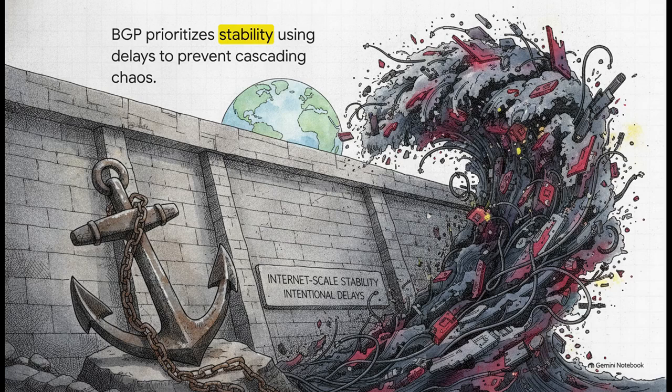It strictly prioritizes stability over speed. Slow convergence is entirely acceptable here. BGP uses intentional delays, things like route flap damping and minimum advertisement intervals, to prevent a single flapping link in one random company from cascading chaos and recalculations across the entire internet. It's built for heavy, policy-based traffic engineering, not raw reaction time.